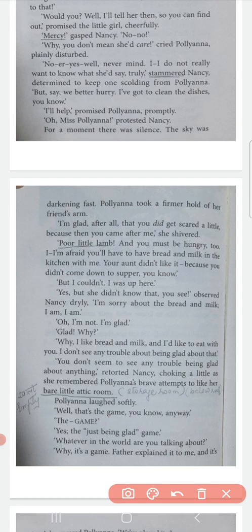She always used to follow her rules and regulations. Now she knew that Pollyanna was not present at the time of supper also, and now she must be hungry.